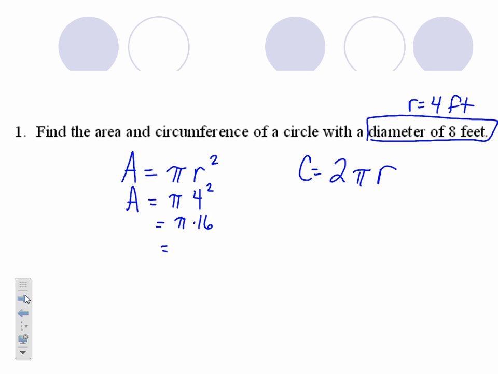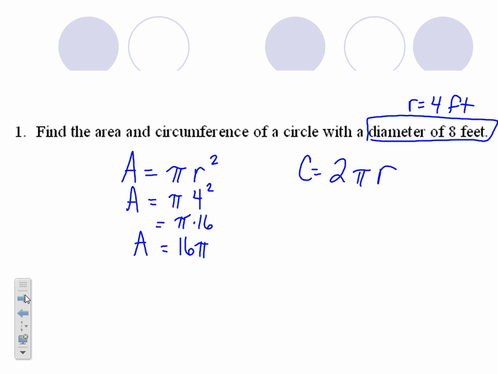Oftentimes you'll see books or people leave it just like this. If we don't want to write it as a decimal, I would leave it in terms of pi. It means don't actually calculate it out. Just leave it as 16 times pi. So the area is 16 pi.